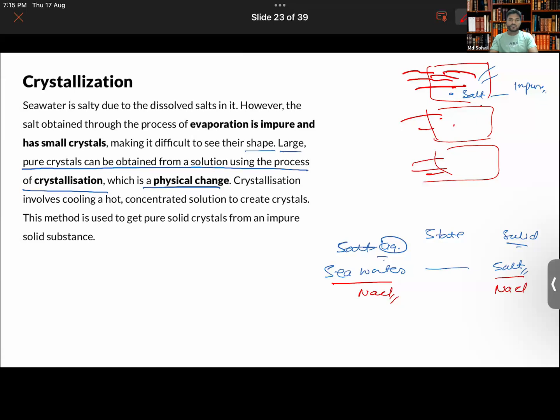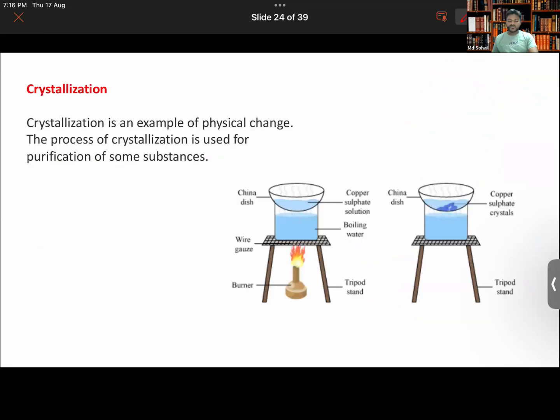Yes, sir. It is the same as if you were to dissolve salt in water. We don't see that a chemical reaction has taken place. We say it's a physical change because after evaporation, you can obtain the salt back. So this is the crystallization method, where you get pure solid crystals from an impure solid substance. Now let's see this activity, how we basically do it.